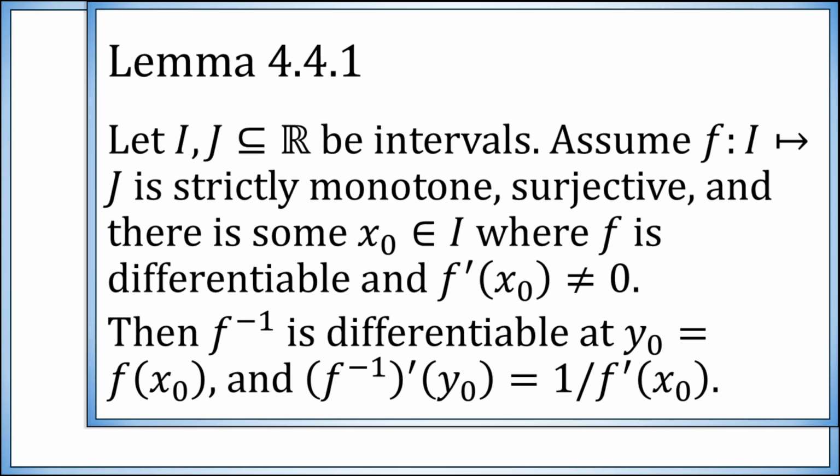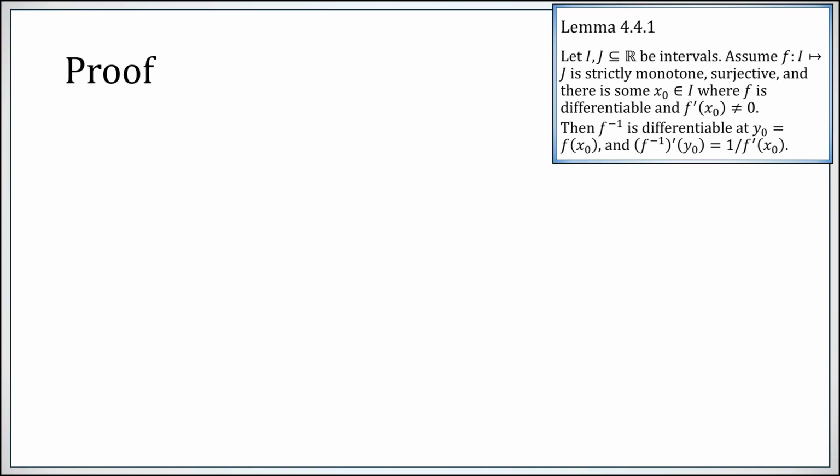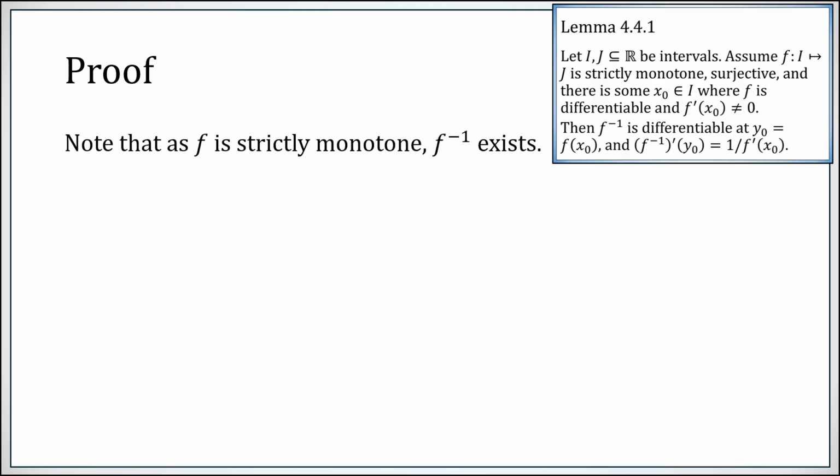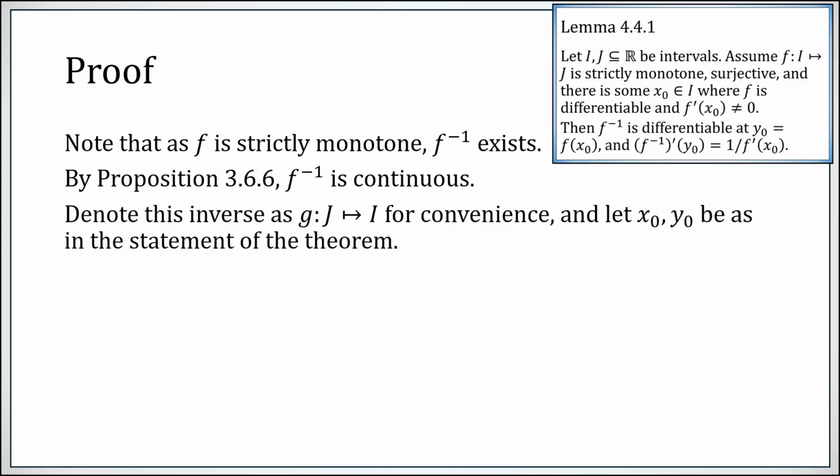In other words, it's exactly what we observed with straight lines under suitable hypotheses. So since f is assumed to be strictly monotone, the inverse does exist. It's a surjective, strictly monotone function, so it's injective and surjective. It has an inverse. We've already shown that in this case, because we are mapping an interval to an interval with a strictly monotone function, f inverse must be continuous. So denote this inverse as g mapping J to I.